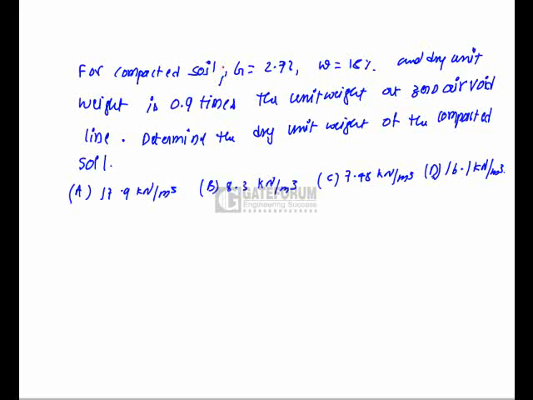Compacted soil, G, the specific gravity, is given, the water content is 18%, and the dry unit weight is 0.9 times the unit weight at the zero air void line. Determine the dry unit weight of the compacted soil. We have to find the dry unit weight of the compacted soil.